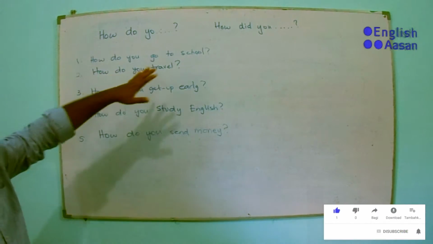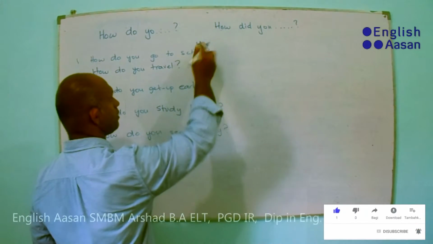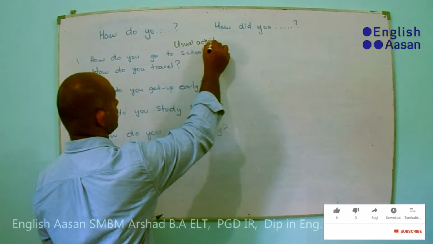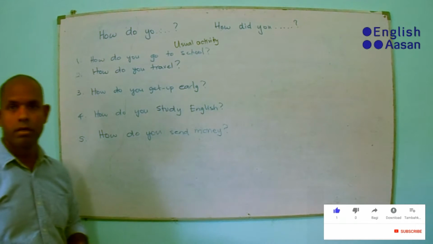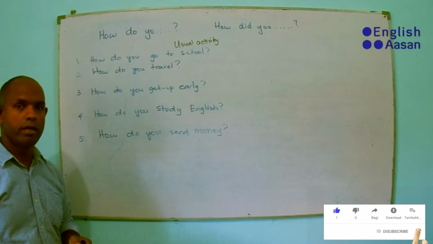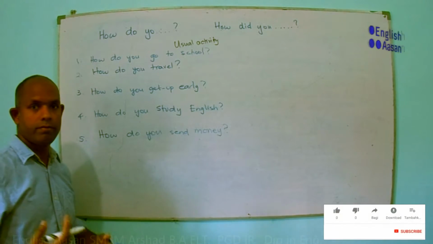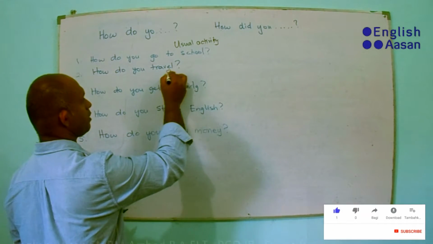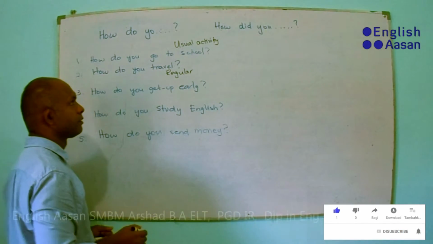How do you go to school? This is a usual activity. So going to school is a usual activity. And how do you travel? So regularly he travels to some places. So it's a regular activity.